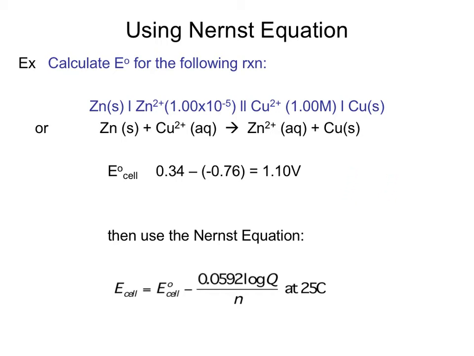Then you want to use the Nernst equation. In this case, we're going to calculate the value of E cell, given all the information so far. All right, so on the next blank slide here, I'm going to have to write this over again rather than going back and forth.